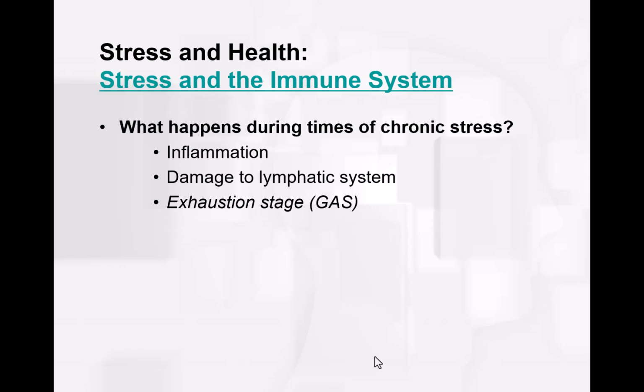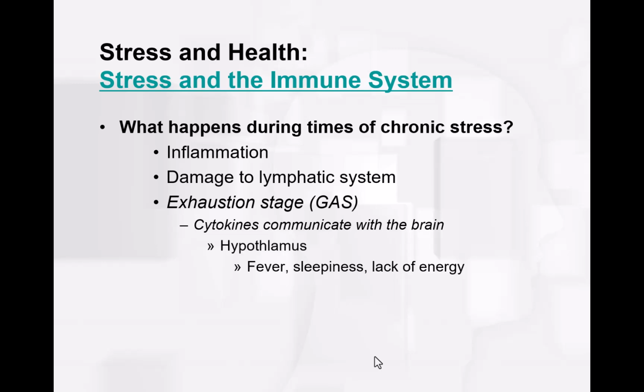So this is when the cytokines start to communicate with the brain. They trigger the hypothalamus, as we were saying on the previous slide, to induce fever, sleepiness, a lack of energy. And then they also communicate with the hippocampus, causing memory impairment. So again, you think about sometimes when you're under a lot of stress, not only do you feel a lack of energy, maybe you even feel symptoms of an illness, but your memory is not quite working the same. It's not working as efficiently as it should.